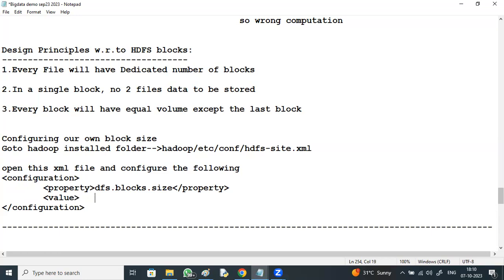What is the default block size? 64 or 128. Even I can set it to 60 MB or 50 MB. The file will be divided into 50 MB blocks. If you are not specifying any value, by default it takes 128 MB. But you can also configure your own block size. So this is how to configure the block size. Next is the replication and fault tolerance mechanism.